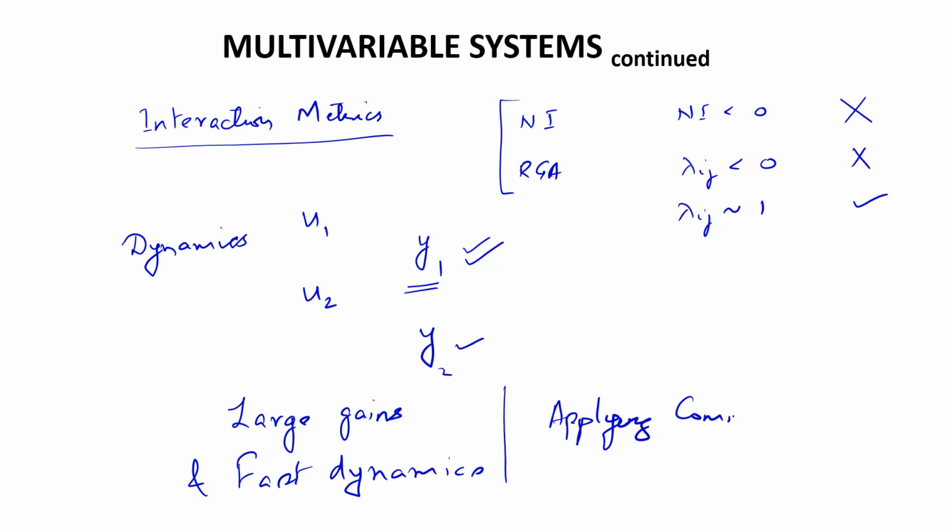Applying common sense. Okay, so once the pairing is done, now comes the question of designing the controller. And like I said, the decentralized control system is the most common way of doing it, simplest and probably the best. And what do we do in decentralized control?